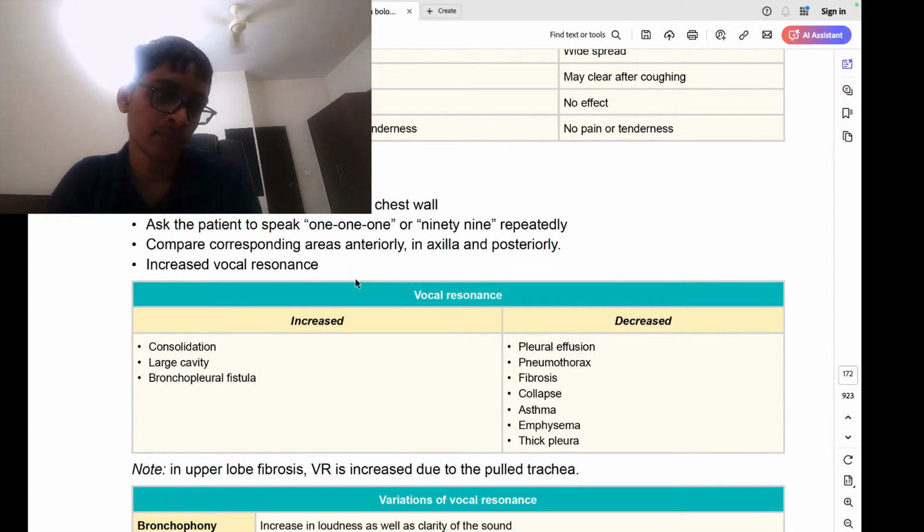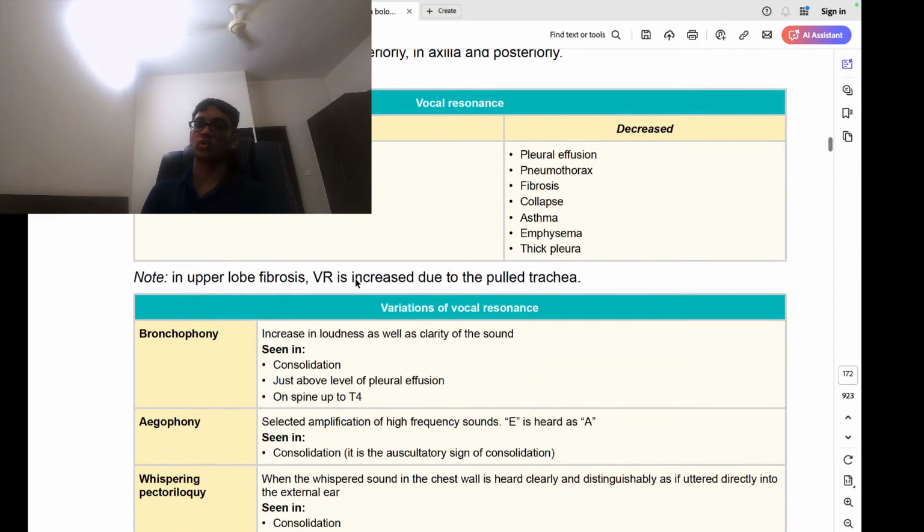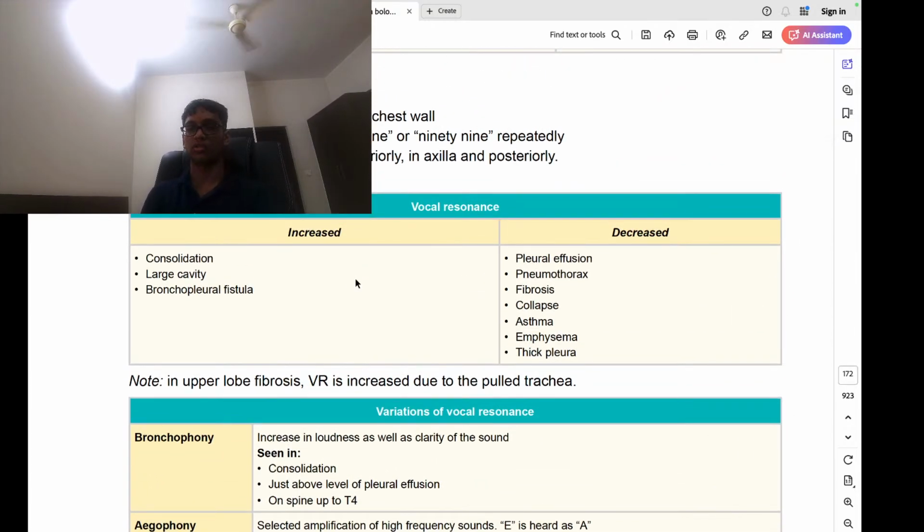Vocal resonance: first make the patient sit, then place the stethoscope firmly on the chest wall and ask the patient to speak 1-1 or 9-9 repeatedly. Compare the corresponding areas anteriorly, axillary, and posteriorly for increased vocal resonance. Increased vocal resonance is seen in consolidation, large cavity, and bronchopleural fistula.